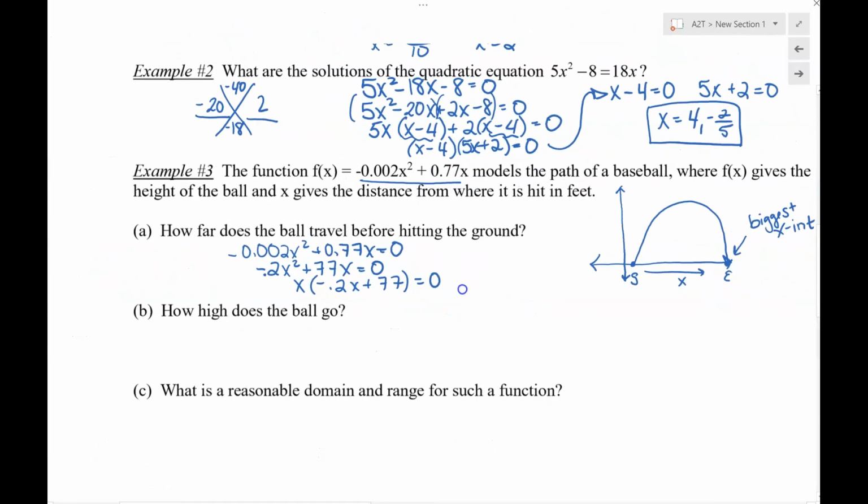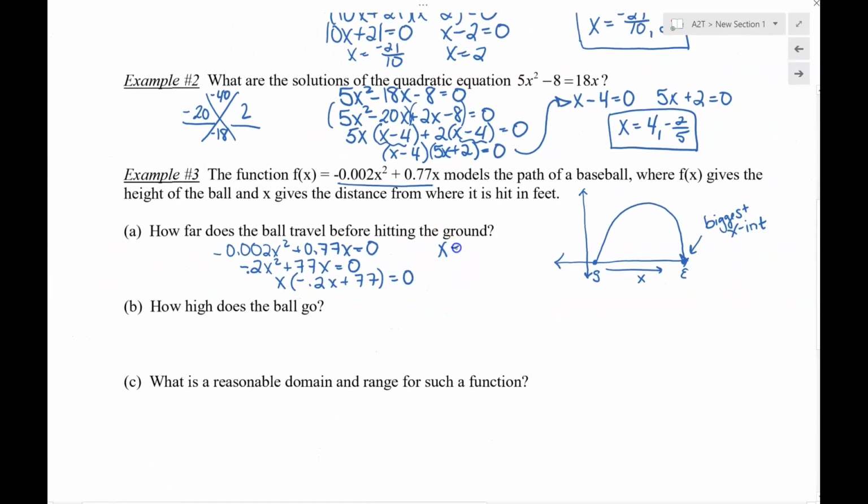So in solving, we get that x is 0. Well, that's our origin. And for that second one, go ahead and grab out your calculators because we are dividing by a decimal. So I have a negative 77 divided by a negative 0.2. And we should get that x is 385. So how far does the ball travel before hitting the ground? The ball travels, remember, complete sentences, 385 feet. Don't forget your units of measure.